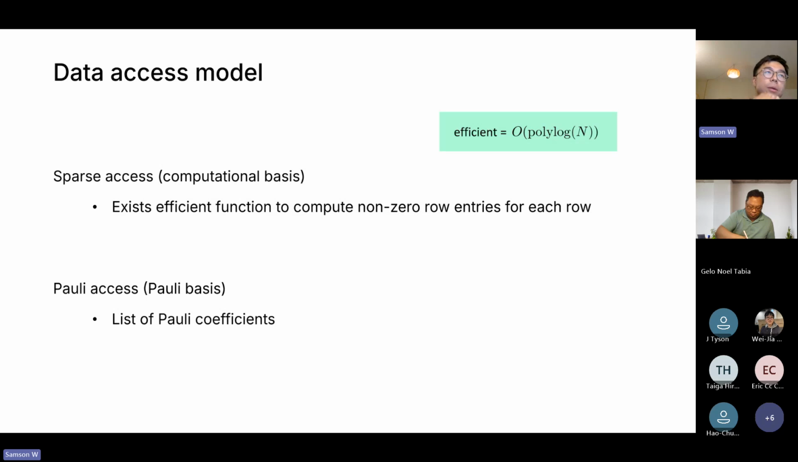The standard way people think about this is the notion of sparse access, and this is access to your matrix in the computational basis. Here we ask that there exists an efficient function to compute the non-zero entries for each row. In general, we might think of a sparse matrix, and if there's no structure to this sparse matrix, you would have very many elements in your matrix. So even just writing your matrix down or describing it is inefficient. If we ask for efficient access to a matrix, we need something much stronger. And this is one such case, where all the non-zero entries of each row are efficiently computable somehow.